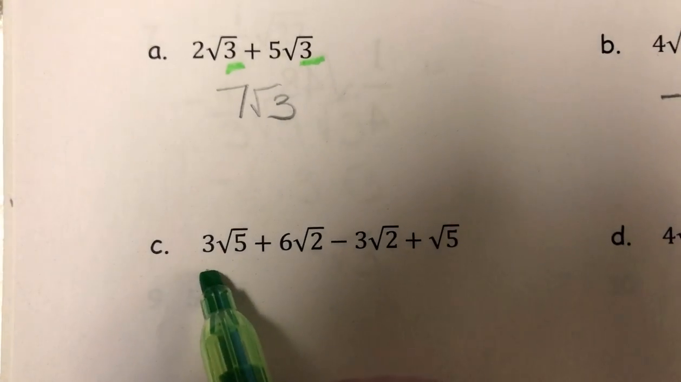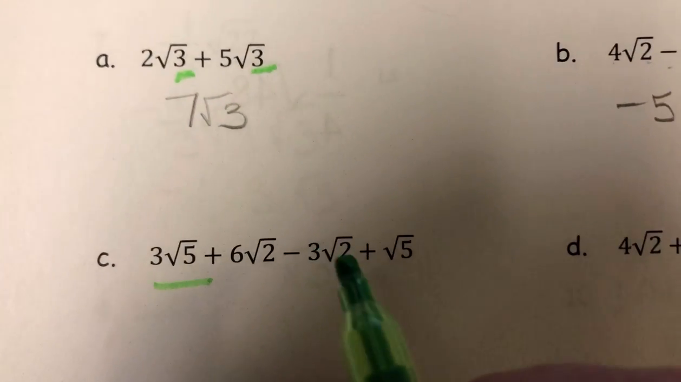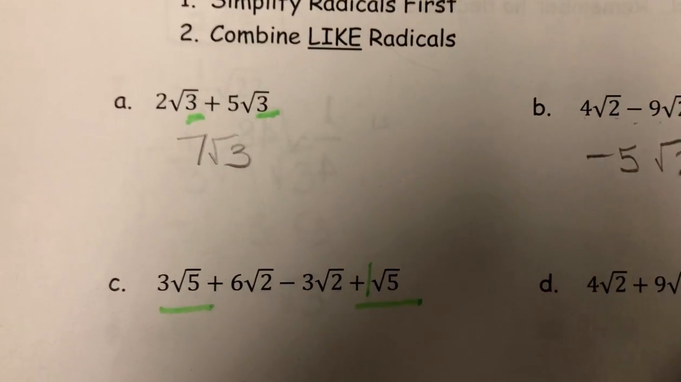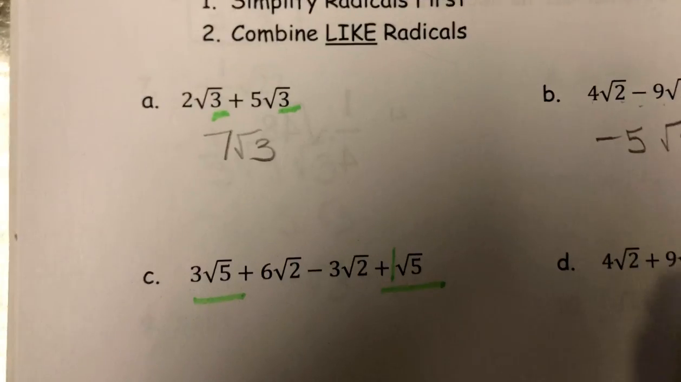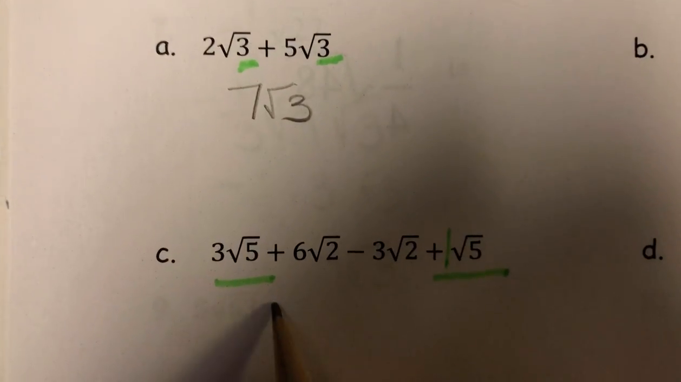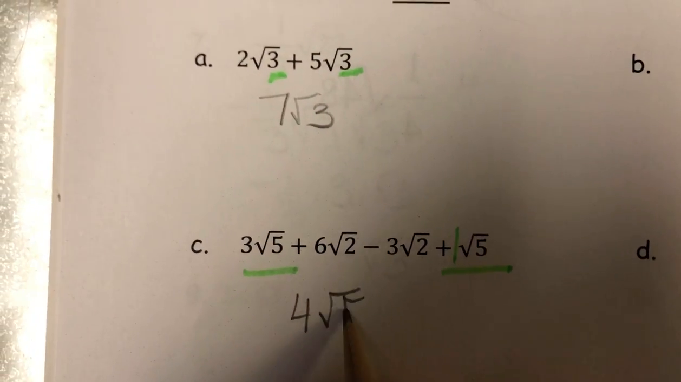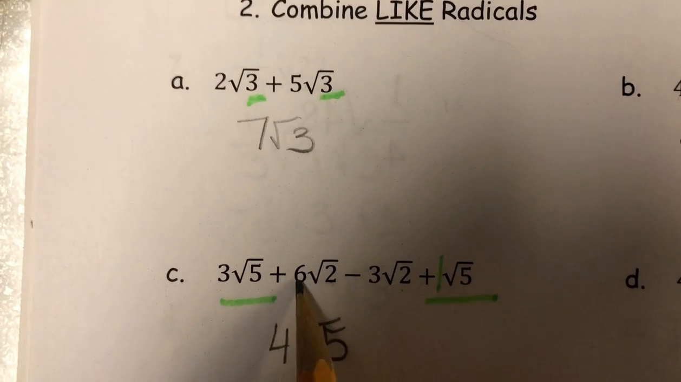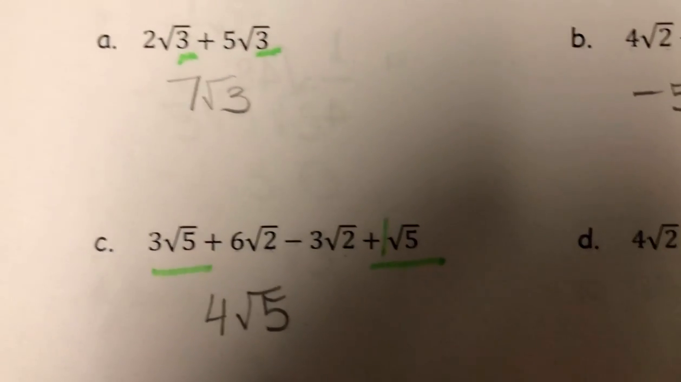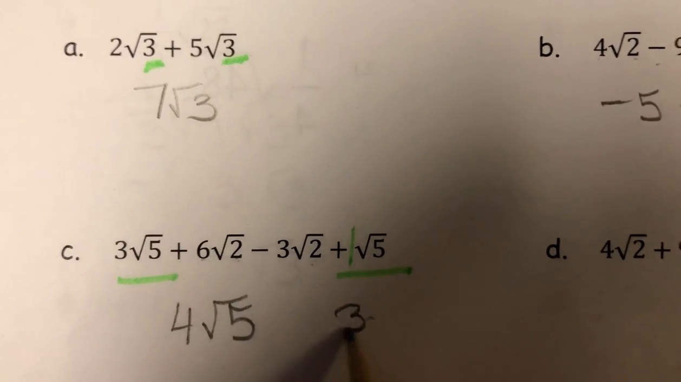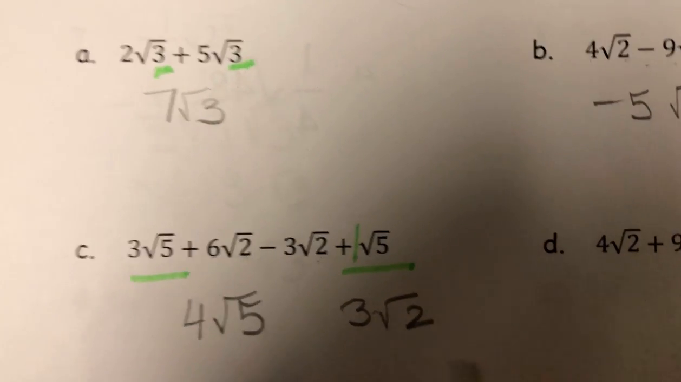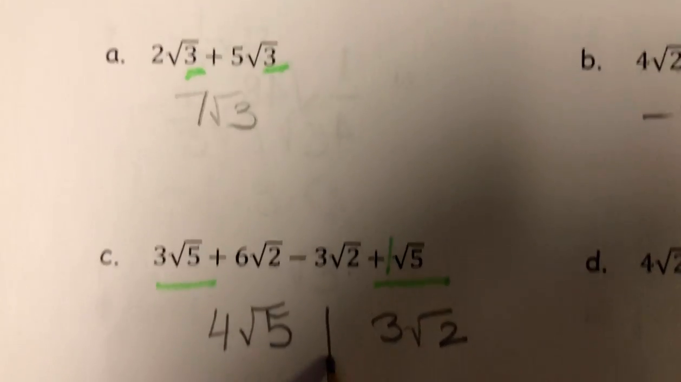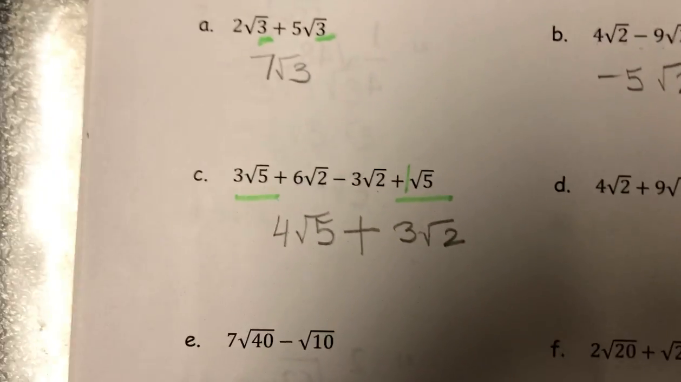But what might be helpful is having a colored pen or a colored pencil, and let's find some more like terms. For instance, letter C, 3 square roots of 5 and square root of 5. I might suggest putting an invisible 1 there in front. Those are like terms. So 3 plus 1 means we have here 4 square roots of 5. Now this square root of 2 and that square root of 2, those are like terms. So what would 6 minus 3 be? 3. 3 square roots of 2. Now, how do we separate these two terms? Well, since 3 was positive, guess what I'm going to put in front here? You got it, a plus sign.